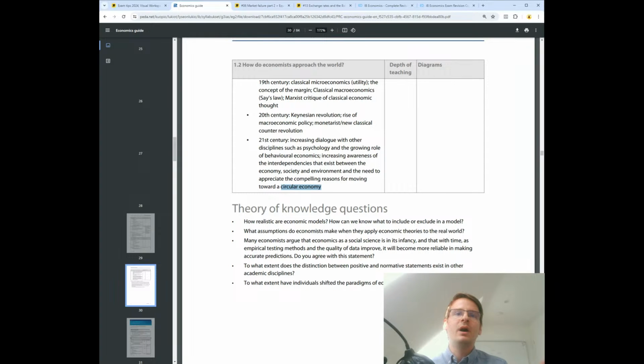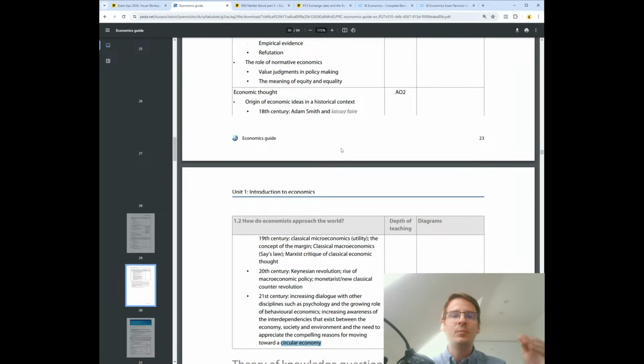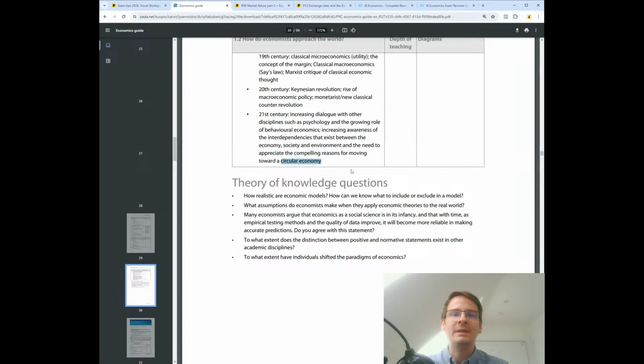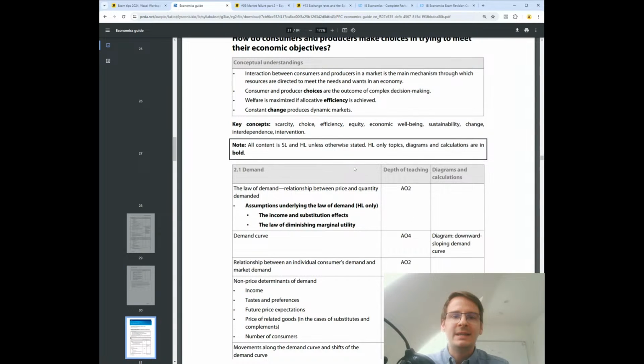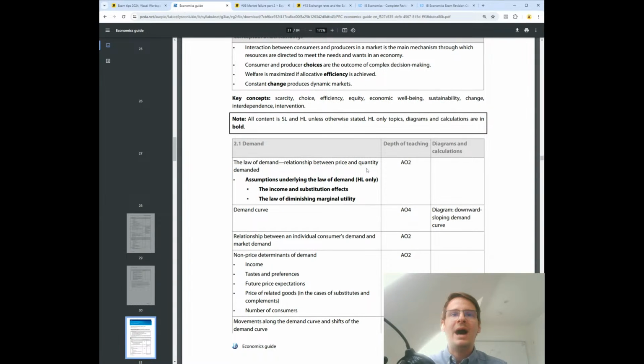So I suggest that if you really want to achieve a level 7, then you very thoroughly go through the IB Economics Guide, this syllabus section. It's so important that the textbooks are written based on these. Now, higher level students, anything which is bold, that's higher level stuff. So this is mostly for standard level students. The bolded parts you don't have to know.